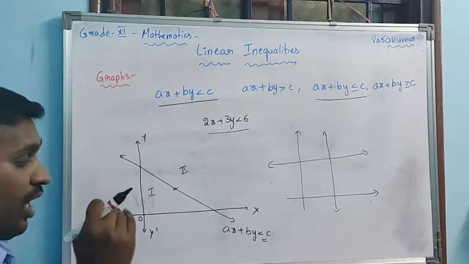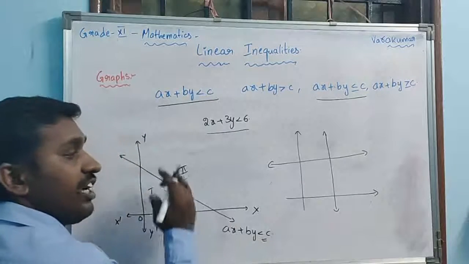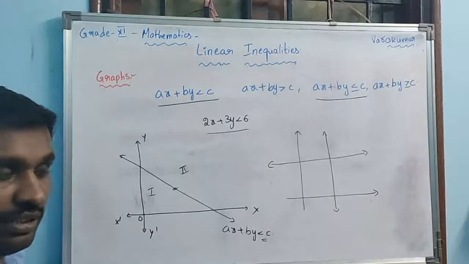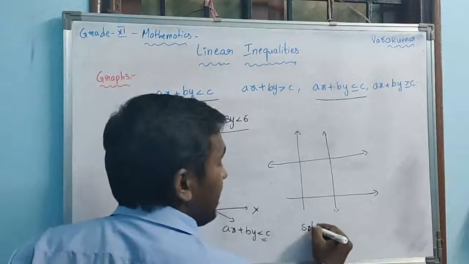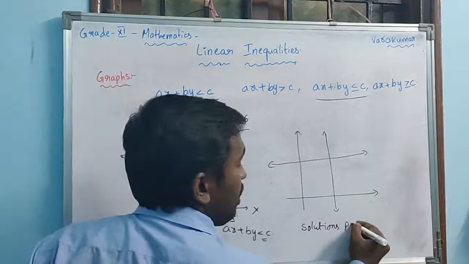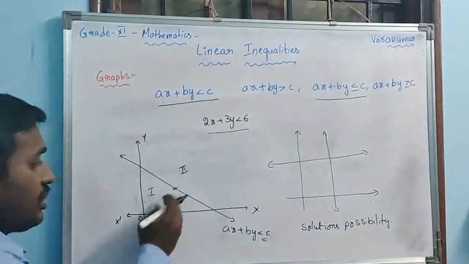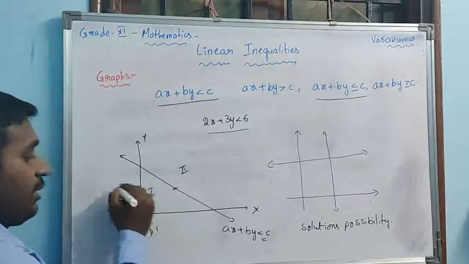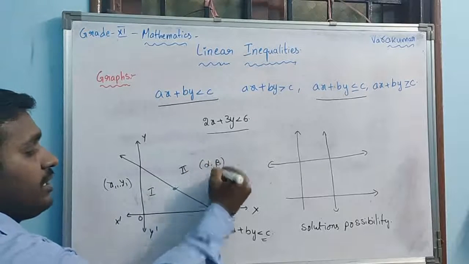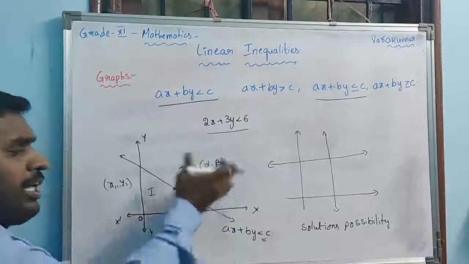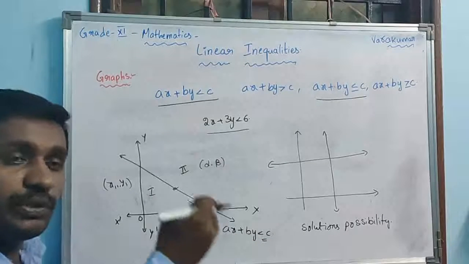Now, what are we supposed to do? We are supposed to find less than c. It means we are supposed to mark towards the origin or away from the origin. Why do you need to mark it? I told you already, to find the solutions where the possibility is. There are so many points, for example x1, y1, some alpha comma beta, some c comma d. Which points will satisfy, that area we are supposed to shade.